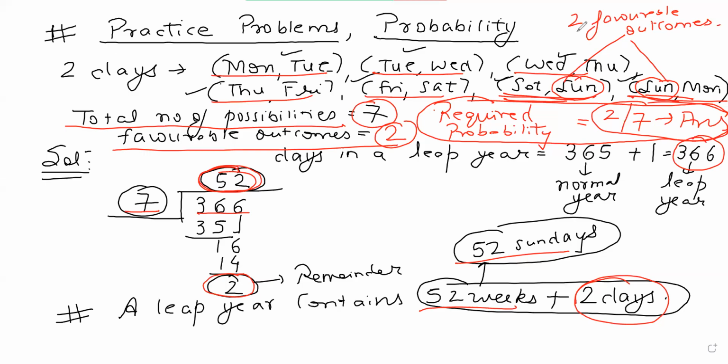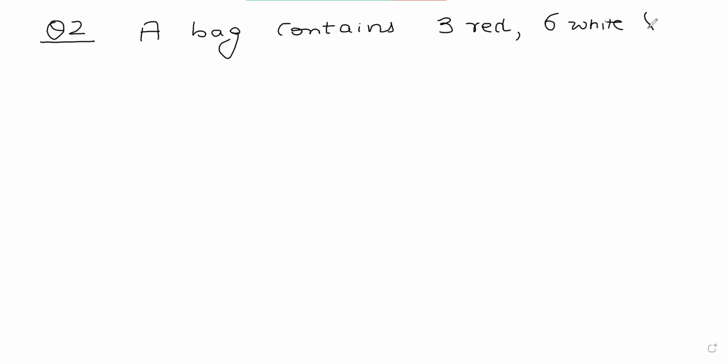So let's now look at the second question. Question number 2. A bag contains 3 red, 6 white, and 7 blue balls. What is the probability?